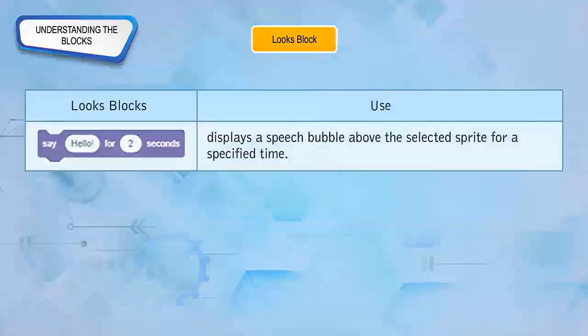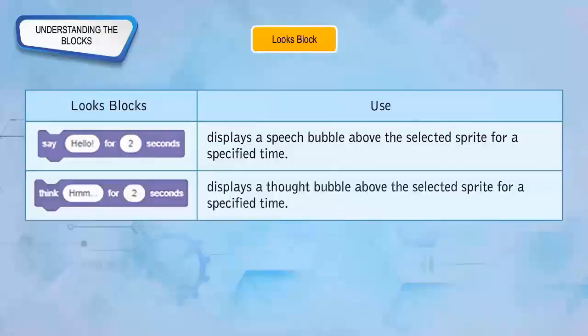Looks blocks. Looks blocks are purple-colored and used to control the visual look of the sprite. Some of the blocks are looks blocks. Say hello for 2 seconds. Displays a speech bubble above the selected sprite for a specified time. Think for 2 seconds. Displays a thought bubble above the selected sprite for a specified time.